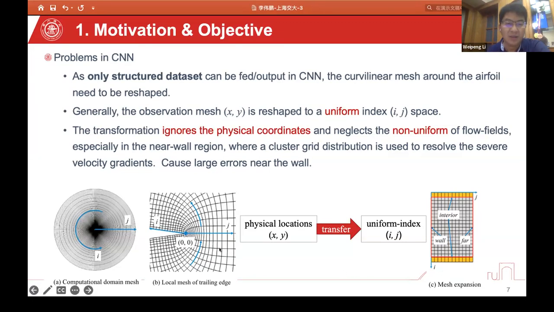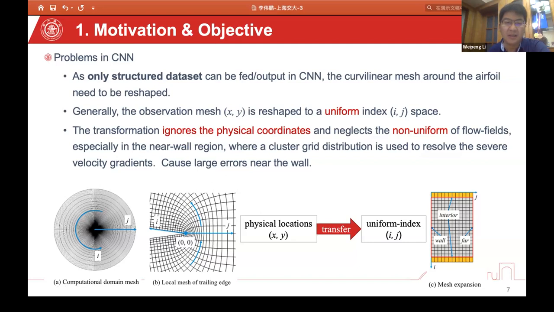That means, here we have a grid around the airfoil trailing edge, and it has physical locations X, Y. The physical locations need to be transferred to a uniform index IJ, with I maybe 1, 2, 3, and in the J direction also 1, 2, 3. So the transformation from the physical location to the uniform index space will ignore the physical coordinates. That means only 1, 2, 3, only 1, 2, 3. There are no physical coordinates. This is the first point.